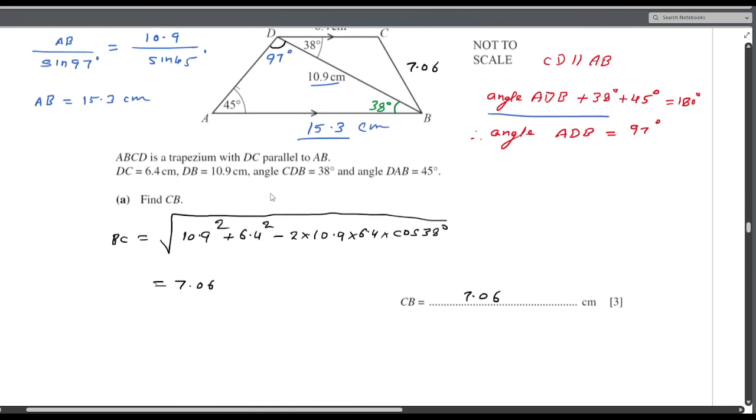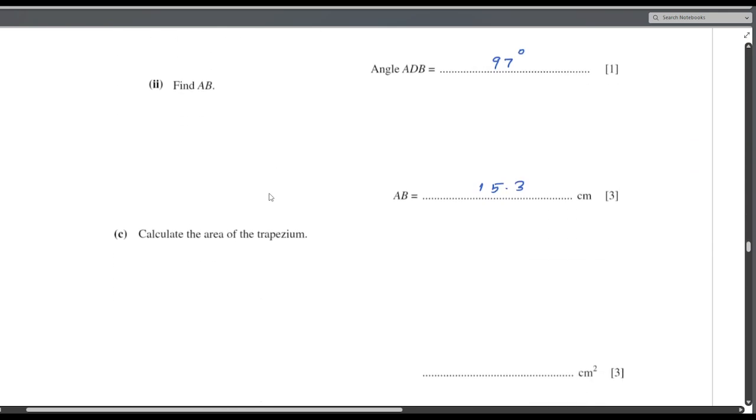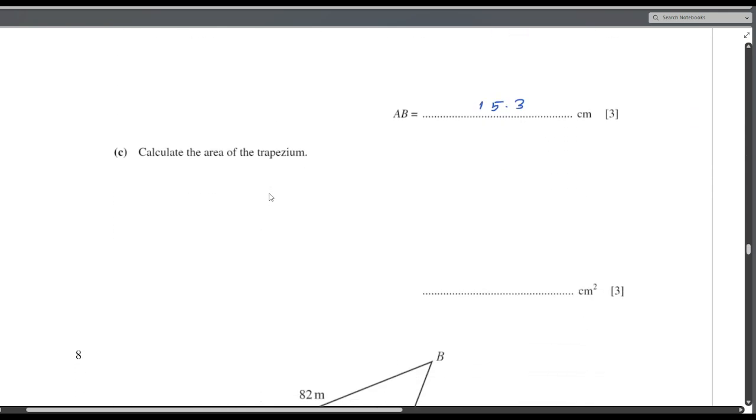72.8 is the answer. So the area of the trapezium is 72.8 centimeter square.